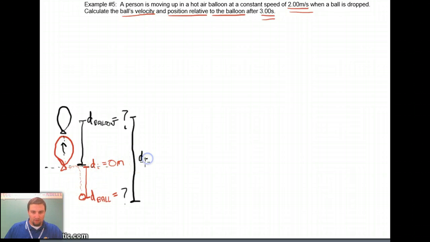Doesn't matter, D total. Okay? That's the game plan. We're going to find this. We'll find this. We'll add them up, and we'll get the total distance of the ball. We'll get the position of the ball relative to the balloon. So what do we know? We know the time. Time is 3 seconds.